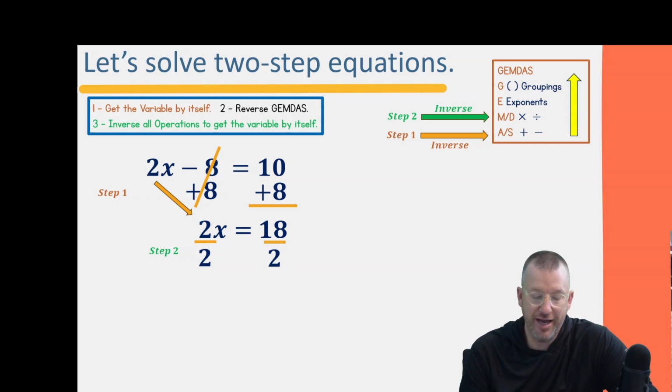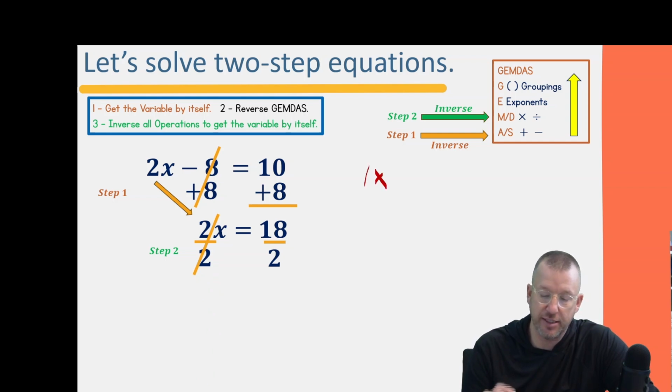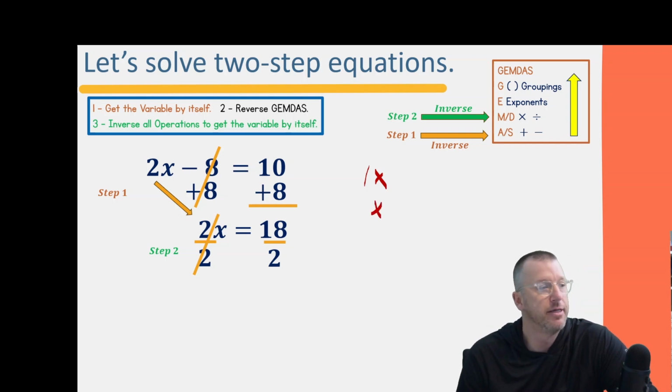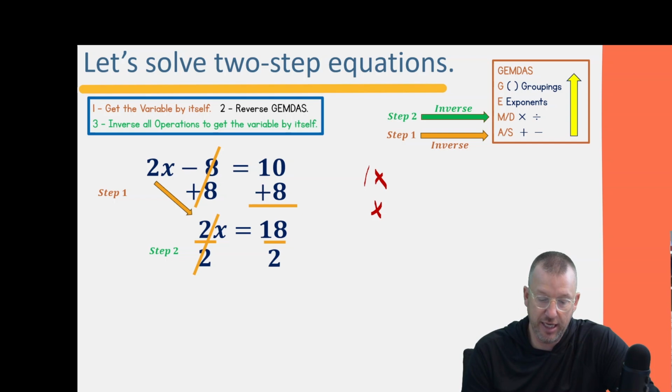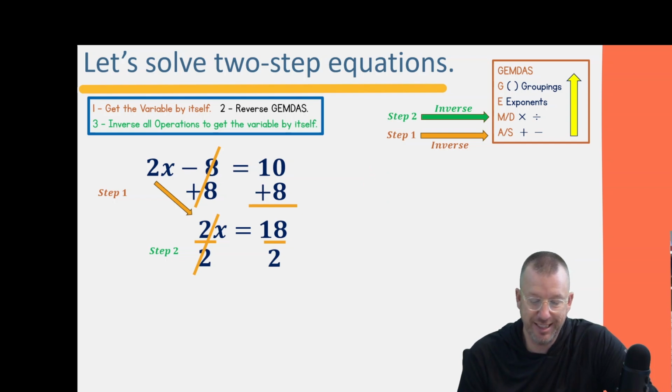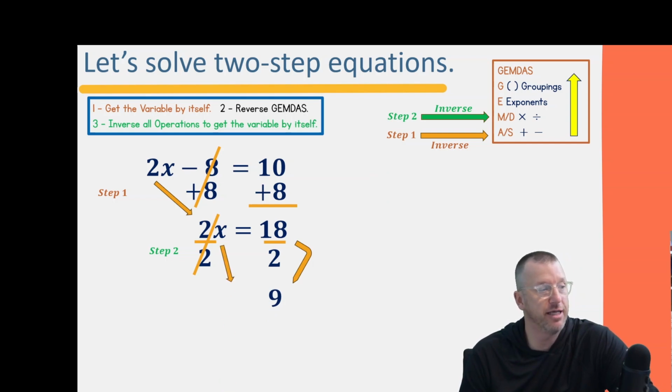Okay, so when you divide 2 divided by 2, you're going to get 1. And the reason why you can cancel that out is because you're basically saying 1x. And if I have 1x, I just have x, right? And then on the other side, 18 divided by 2 is 9. We've gotten rid of the 2 divided by 2, so now we have x by itself, and our answer is 9. That's it. That's all you do.